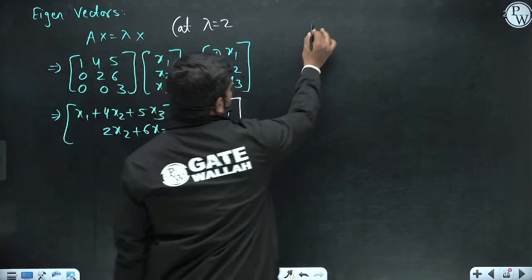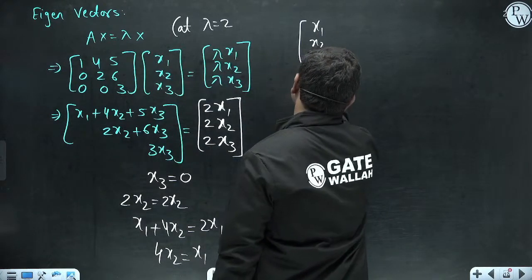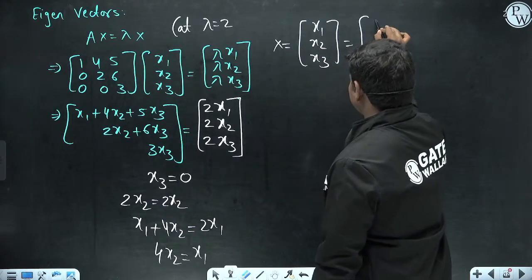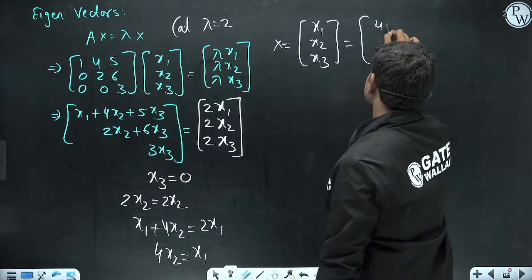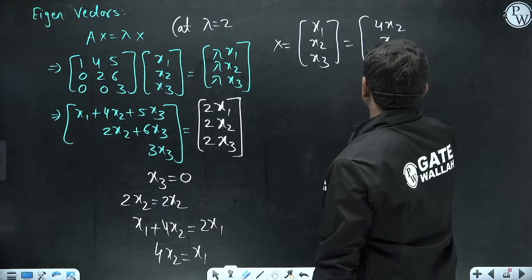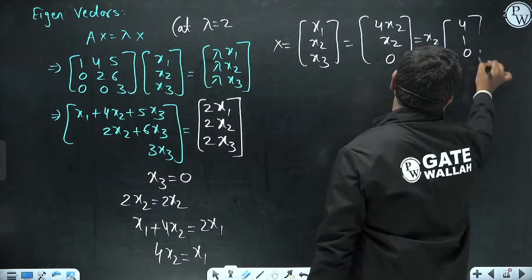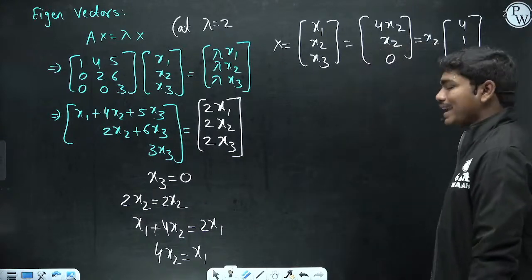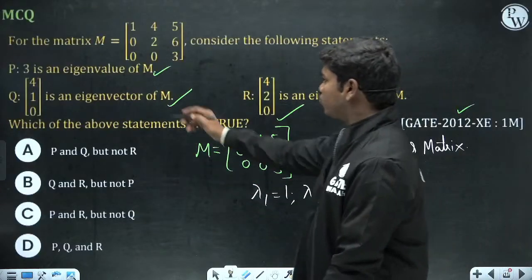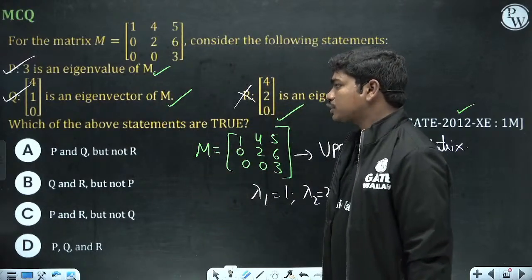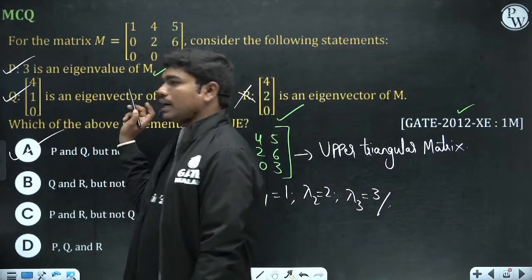So if you write this eigenvector x1, x2, x3, we get x1 is 4 times x2. This x2 can be any value and this is 0. So if you take x2 out, we get (4, 1, 0). So this (4, 1, 0) is actually the eigenvector of this matrix. So (4, 1, 0) and (3, ...). These two are correct, but this is not an eigenvector. So P and Q are correct, but R is not. That is the correct answer.